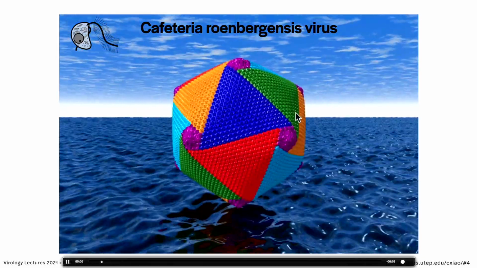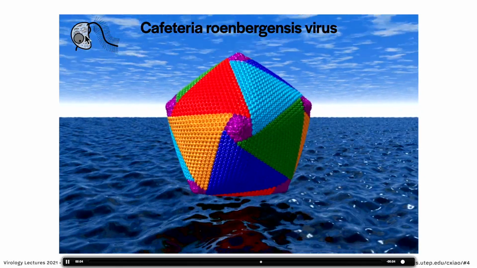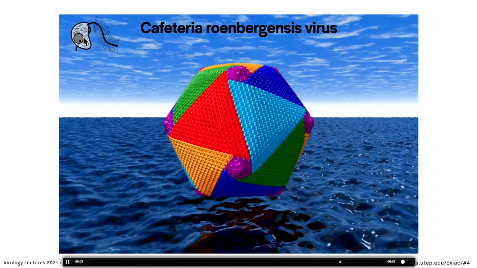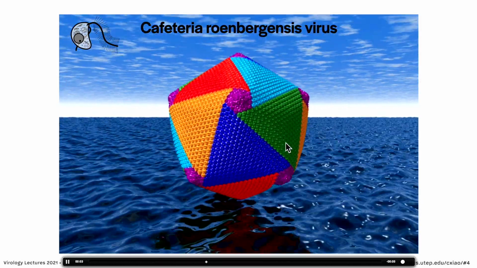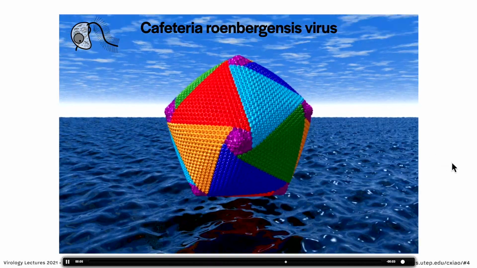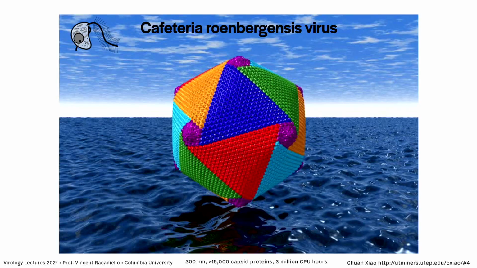Now, you can do structures of big, giant viruses. And this is one called Cafeteria Roenbergensis virus. It's a virus that infects this flagellated protist that lives in the ocean. There's tons of these in the ocean and tons of this virus. And the guy who did this, Chun Shao at University of Texas, El Paso, you can see more of his structures there. It took him years to do this.